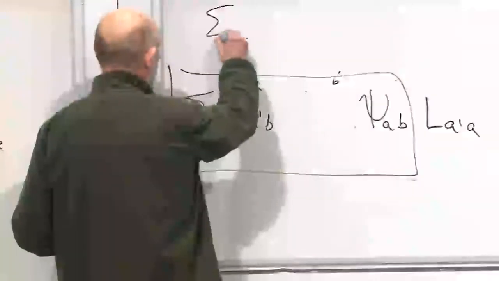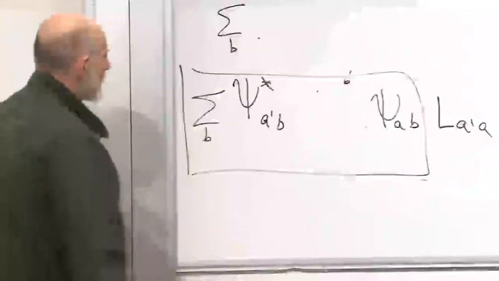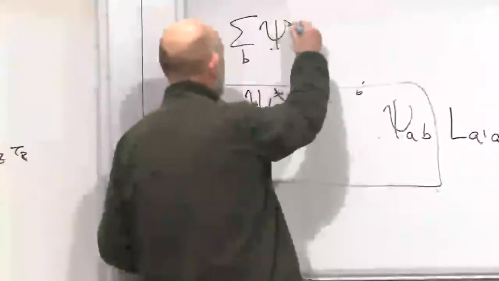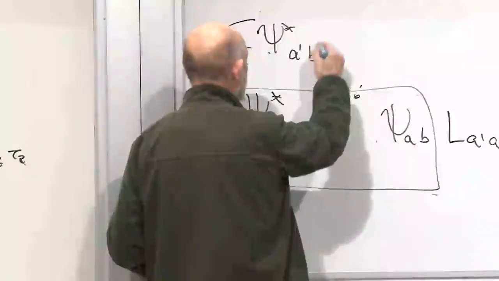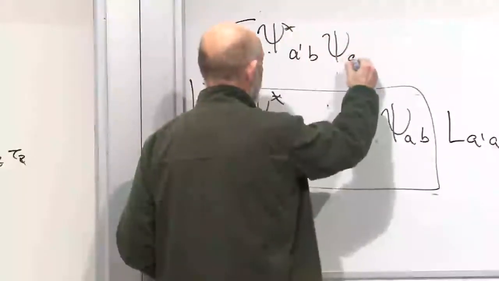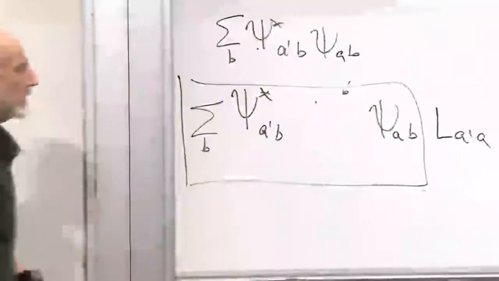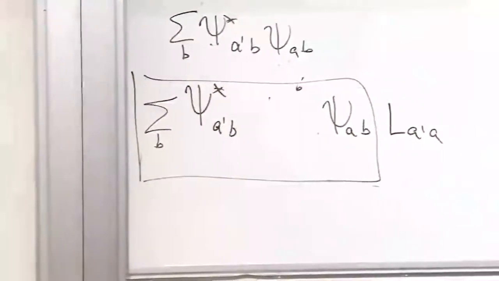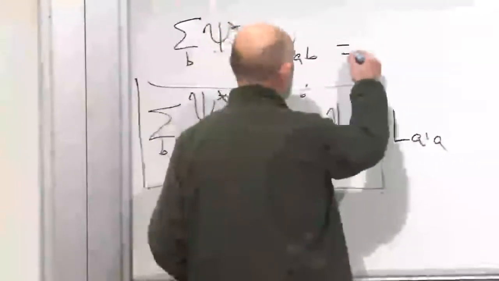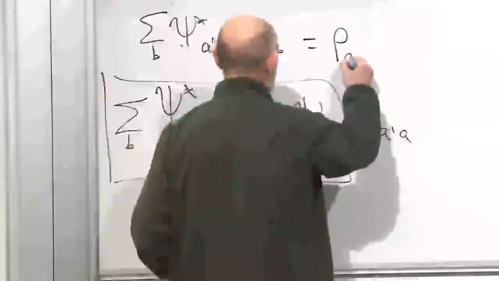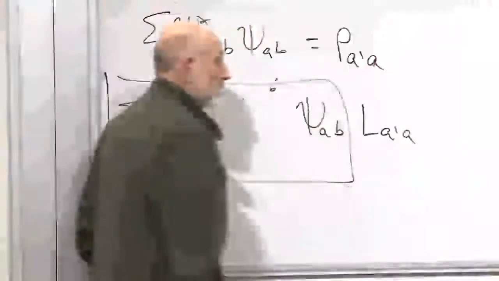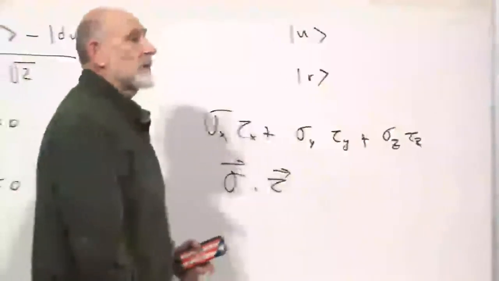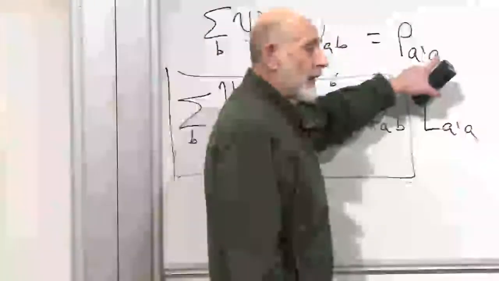It's the sum over B, psi star of A prime B, psi of AB. It doesn't depend on the B degrees of freedom at all anymore, Bob's degrees of freedom. It's called the density matrix. And it's a thing which depends on A prime and A. It's a matrix. Any matrix can be thought of as a function of a row and a column.